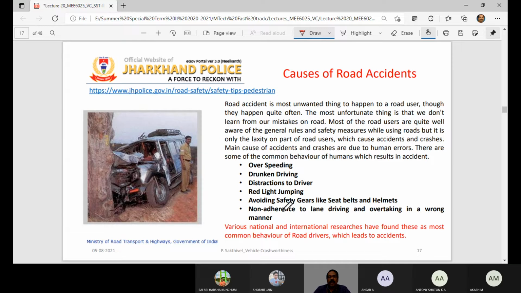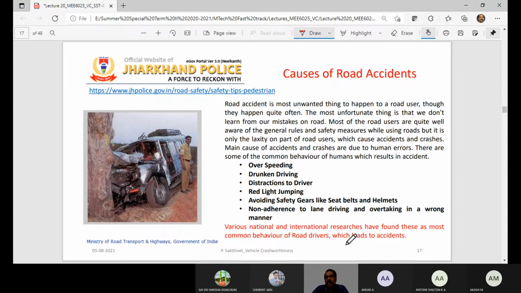Then there is red light jumping. In traffic, you could see that you are honestly looking at the signal and you don't go, but suddenly people jump the red light without obeying the red signal, and that also would be a cause of accident. Avoiding safety gear like seat belts and helmets. Though we know pedestrian safety is very important, and we have talked more about it, seat belts and helmets have to be worn and cannot be avoided on the road. And non-adherence to lane driving, and overtaking in a wrong manner.